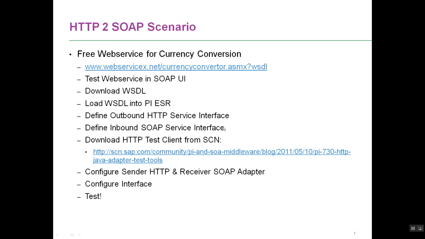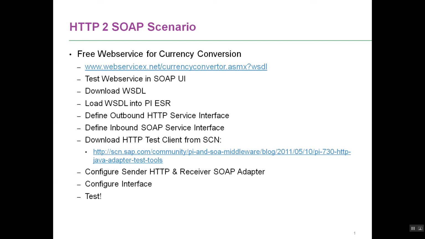We will define an outbound HTTP service interface. We will also define the data type and the message type for the outbound structure. We will define an inbound SOAP service interface, and then we will see if we need to use a data type or a message type here. In this case, we will not for the inbound, because it's a SOAP call. We will be using the WSDL as the request and the response structure.